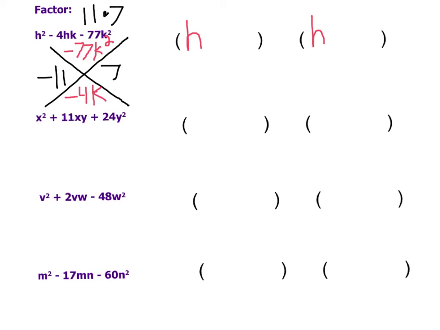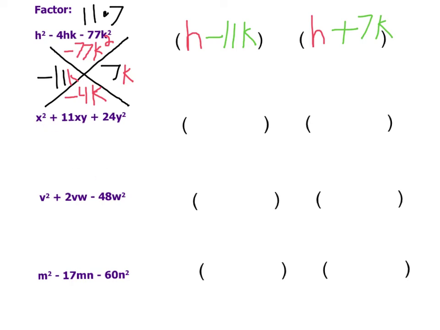I'm missing a k. So I'm going to make sure I have a k on both of those because I need that k squared. So here's what it's going to look like when I write it in. I'll write h minus 11k and then h plus 7k. Now I'm going to check it. Negative 11k multiplied to 7k is negative 77k squared, sorry. Now if I add these together, negative 11k plus 7k, that should add to negative 4k. It worked.